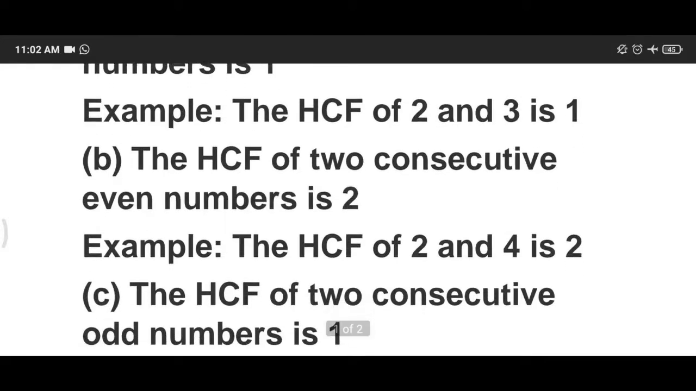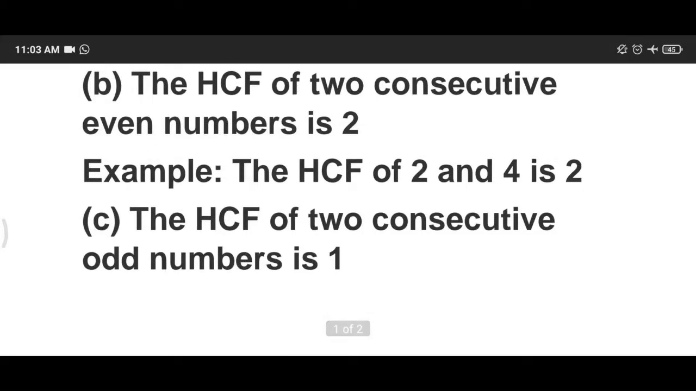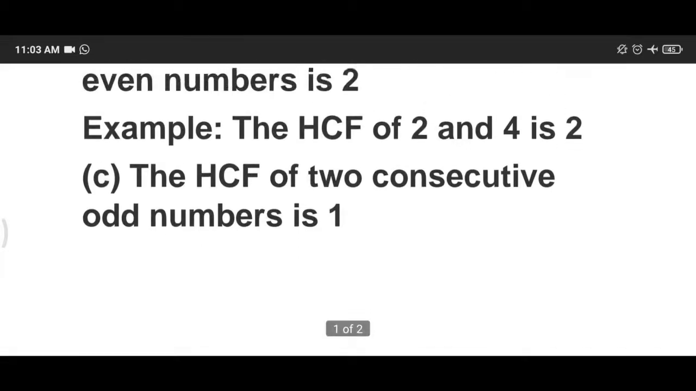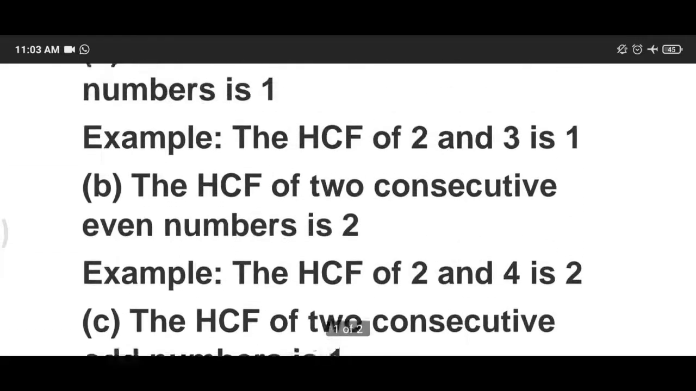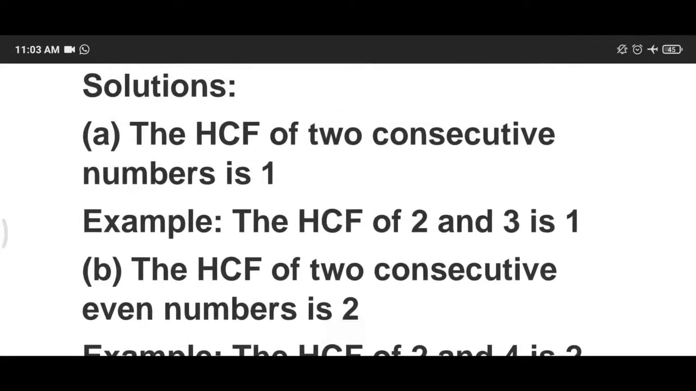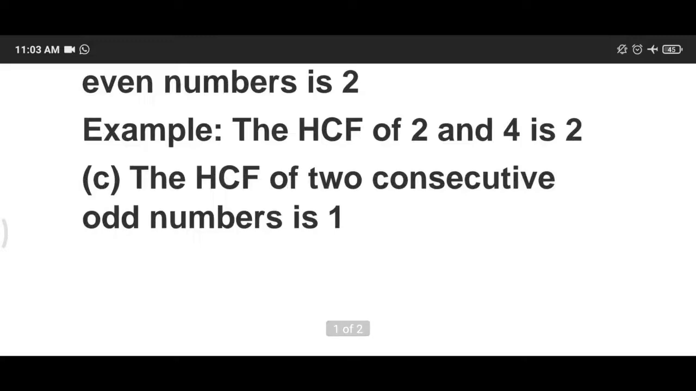Then part B, the SCF of two consecutive even numbers is 2. We will take consecutive even numbers like 2 and 4, and when we find the SCF of 2 and 4, we get 2. And the SCF of two consecutive odd numbers is 1. If you take 3 and 5 and find the SCF of 3 and 5, you will get 1. So our answers: the SCF of two consecutive numbers is always 1, the SCF of two consecutive even numbers is 2, and the SCF of two consecutive odd numbers is 1.